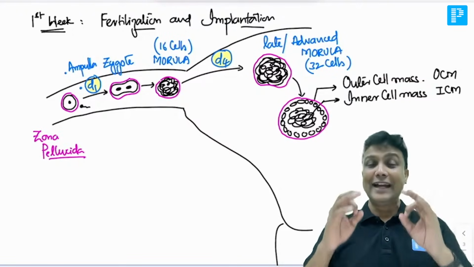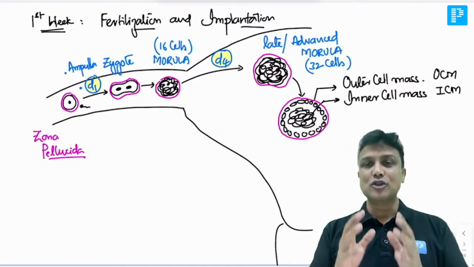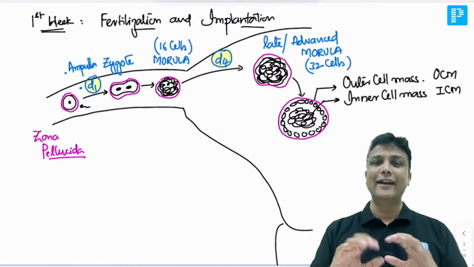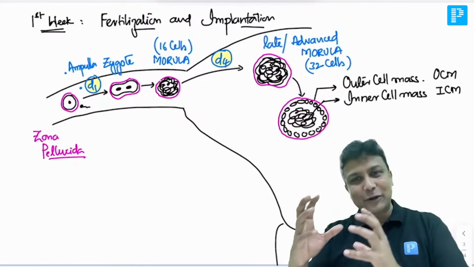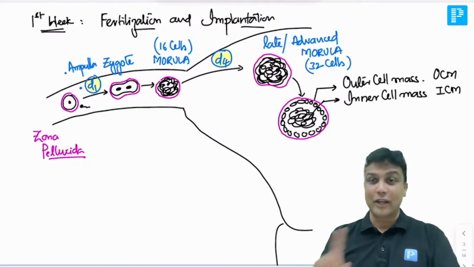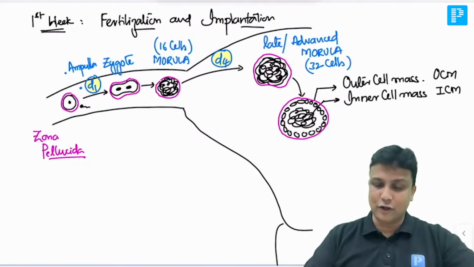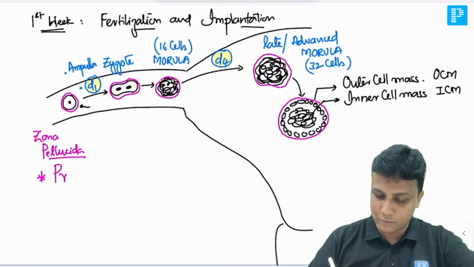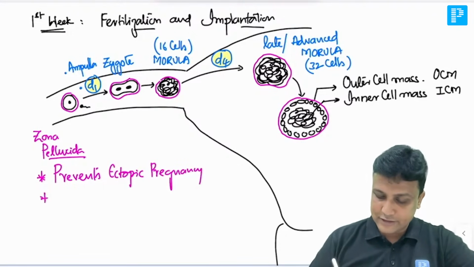Therefore, what is going to happen? That responsibility will be taken by zona pellucida. Zona pellucida will prevent the embryo from getting implanted anywhere else and it will safely take the embryo inside the uterus, and inside the uterus only implantation will occur, not anywhere else. So what is the function of zona pellucida? Function number one. Please remember that it prevents ectopic pregnancy. Number two function is that it is also going to prevent polyspermy.